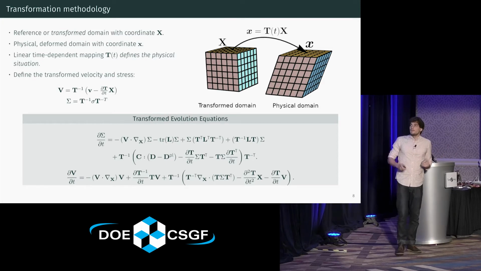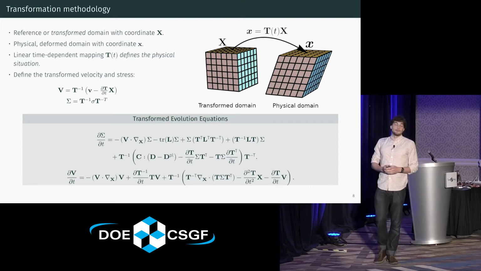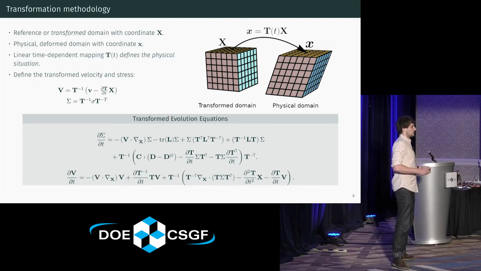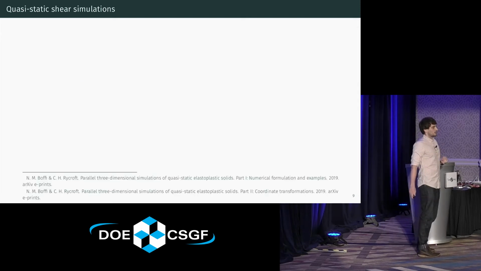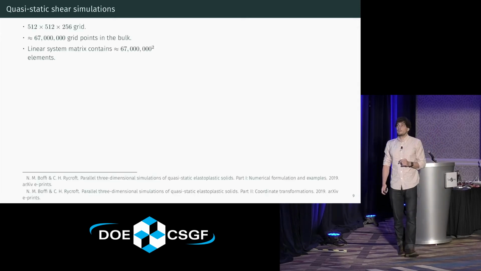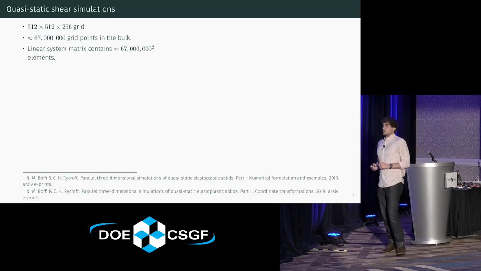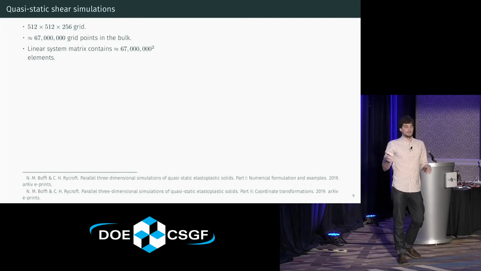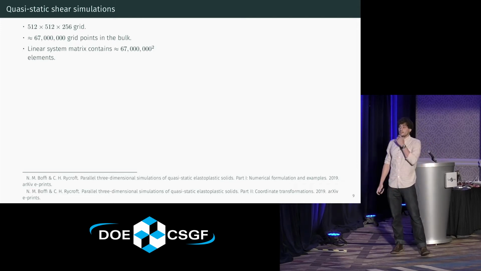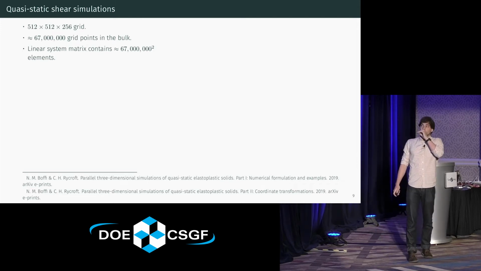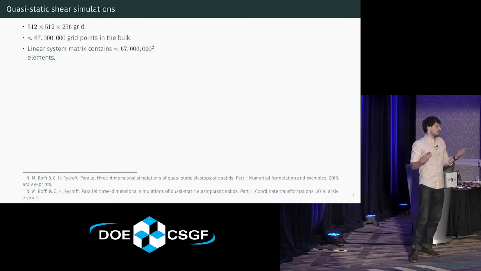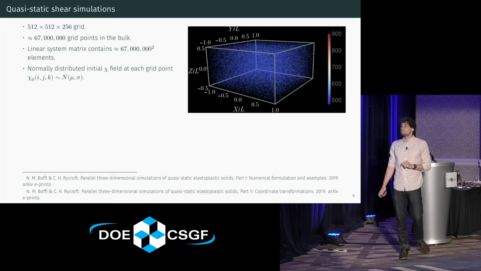OK, so with all that, I'm going to show you some nice movies of shear banding in metallic glasses. All these results will be on a 512 by 512 by 256 cell grid. This gives us 67 million grid points in the bulk, and then that linear system has 67 million squared entries in it. Of course, we actually don't store this matrix. It's very sparse, so we do something more clever, but it's a very large linear system. And we'll look at initial conditions in the chi field, which sets the dynamics, that are normally distributed with a mean mu and standard deviation sigma.